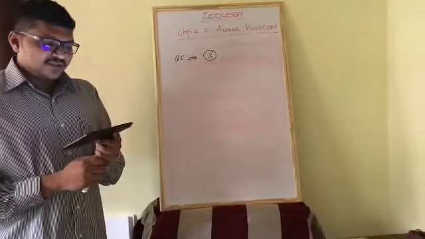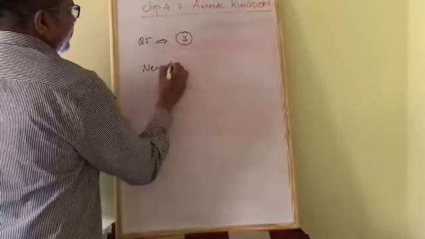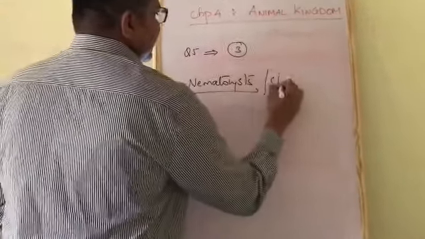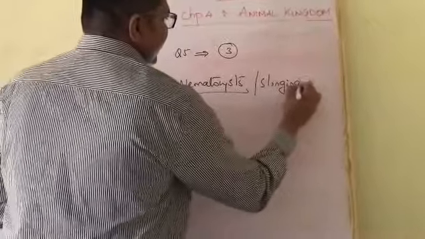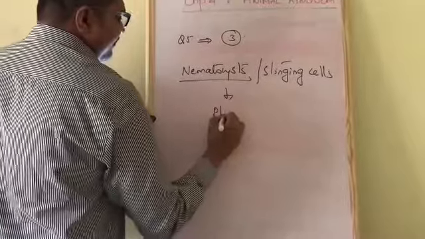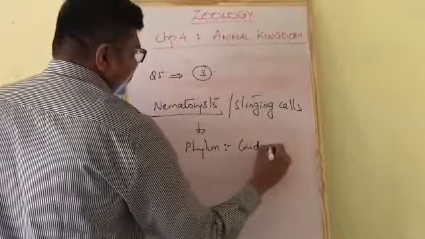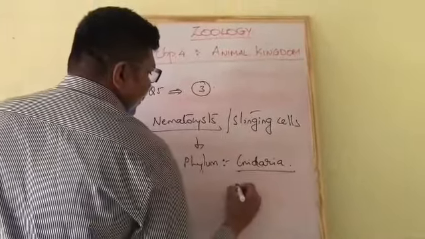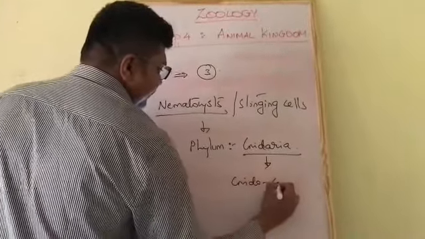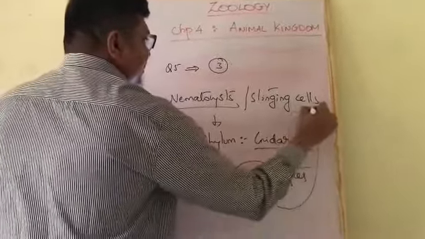Next is question number 6. Question number 6 talks about nematocysts. Now I hope you all remember, students, nematocysts are also called stinging cells. And these stinging cells are present in phylum Cnidaria. Another name of Cnidaria is cnidocytes, and cnidocytes is nothing but stinging cells.